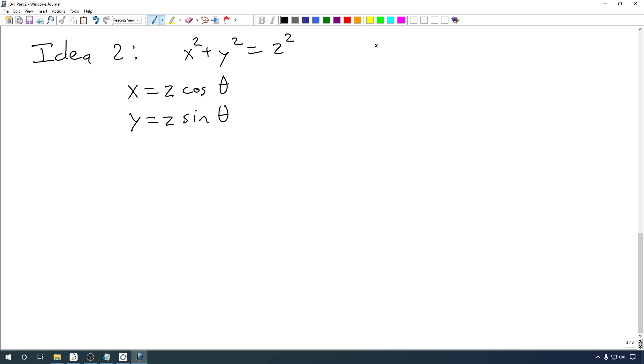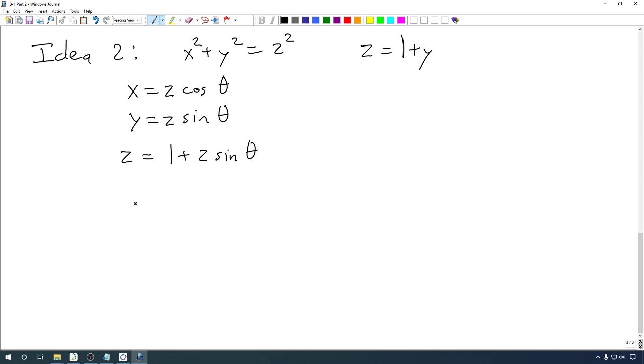So where do we go from here? Well, remember we also have the equation z equals 1 plus y. Let's go ahead and replace the y in this equation with the formula that we have here. In other words, we're going to have z equals 1 plus z times sine theta. So at the very least right now, we do have an equation that only involves z and theta, sort of like how we had an equation that involved x and t in the previous idea. So we're going to solve this equation for z.